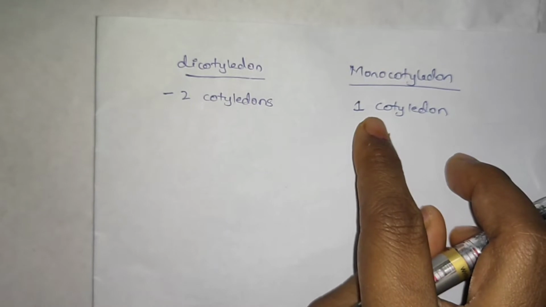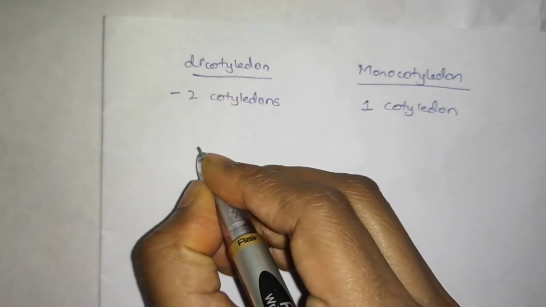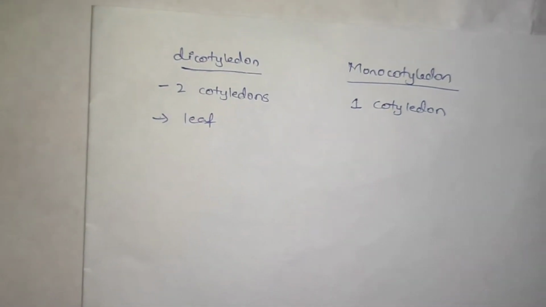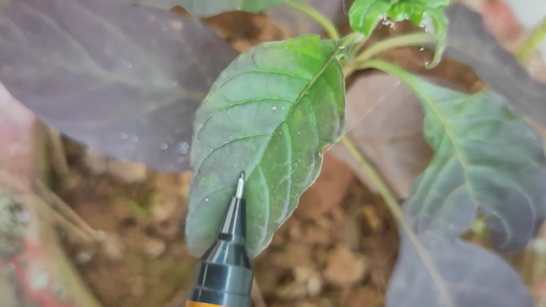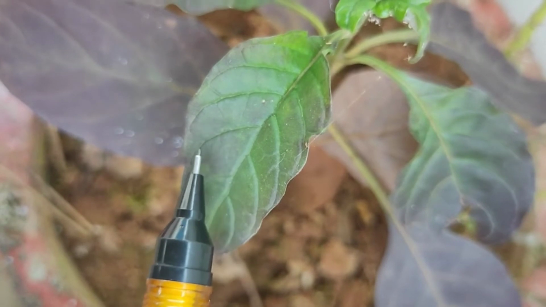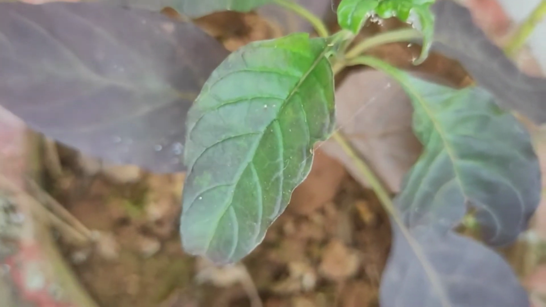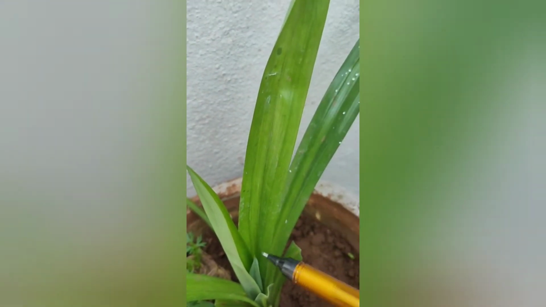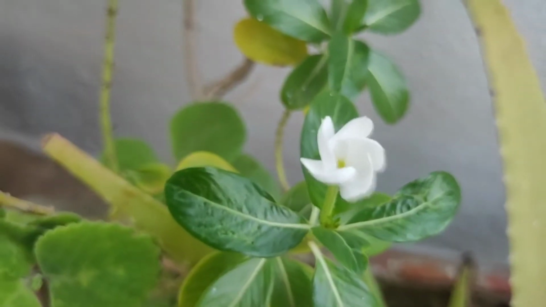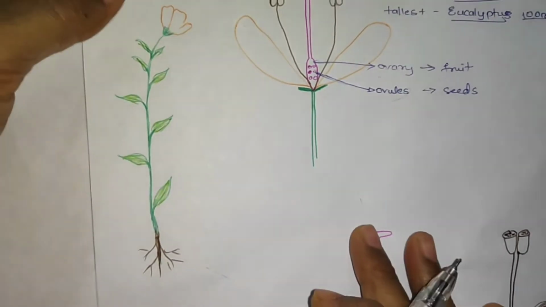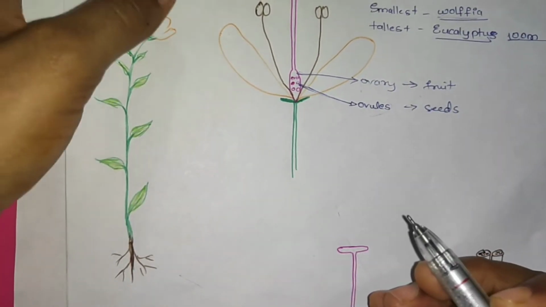Not only with respect to cotyledon, we can also differentiate a plant with respect to leaf. Reticulate venation in dicot shows a midrib, which branches to veins, and veins branch to veinlets. Parallel venation in monocots, where veins and veinlets are arranged parallelly on the leaf. In dicots you find tetramerous or pentamerous flowers, and trimerous flowers in case of monocots.